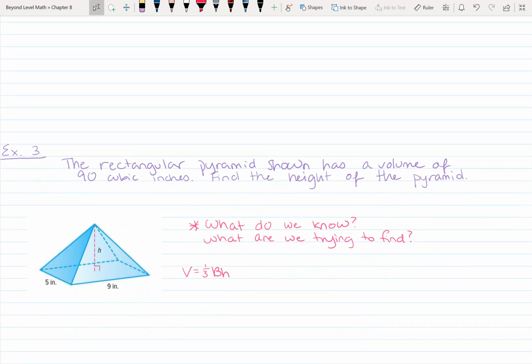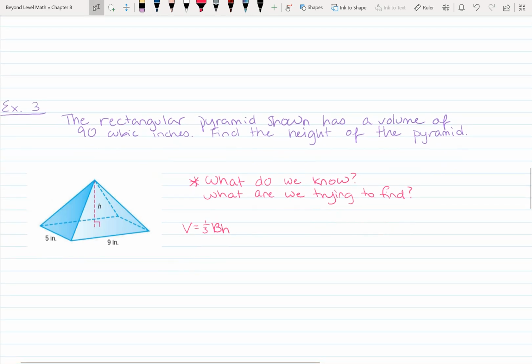So we're going to start with the same 3 steps. We're going to write our original formula, which is V equals 1/3 area of base times height of the pyramid. Then we're going to break it down based on what figure we're dealing with. And then we are going to label what we know. So let's go ahead and start that. So first, what do we know? What kind of pyramid are we dealing with? We are dealing with a rectangular pyramid.